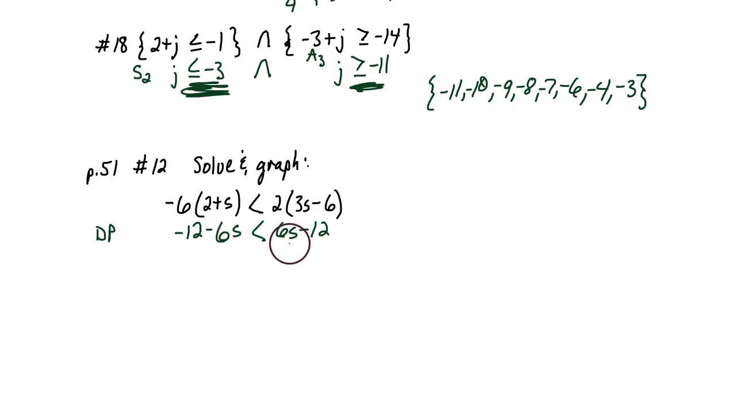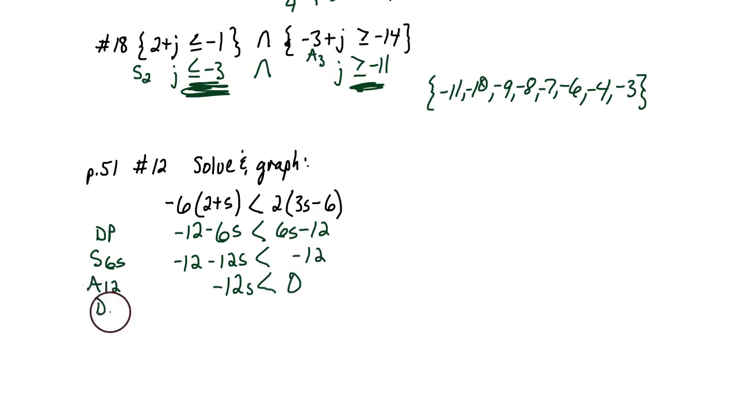Observe that there's an s on both sides of the problem. Let's remove it from the right side. So subtract 6s. We get -12 minus 12s is less than -12. Next, let's add 12 to both sides, because that will cancel that -12. We get -12s is less than 0. Now divide by -12 to remove the coefficient in front of s. We're dividing by a negative, so you switch the arrow. 0 divided by -12 is 0.